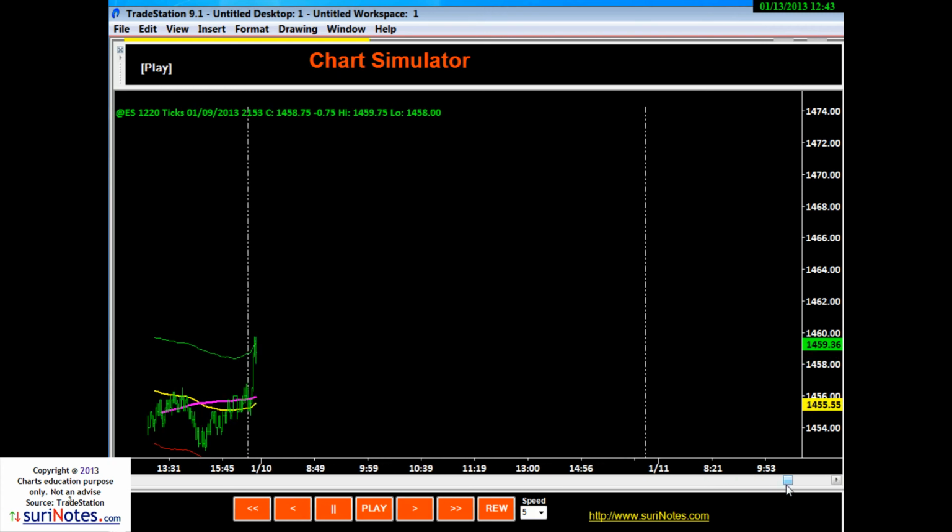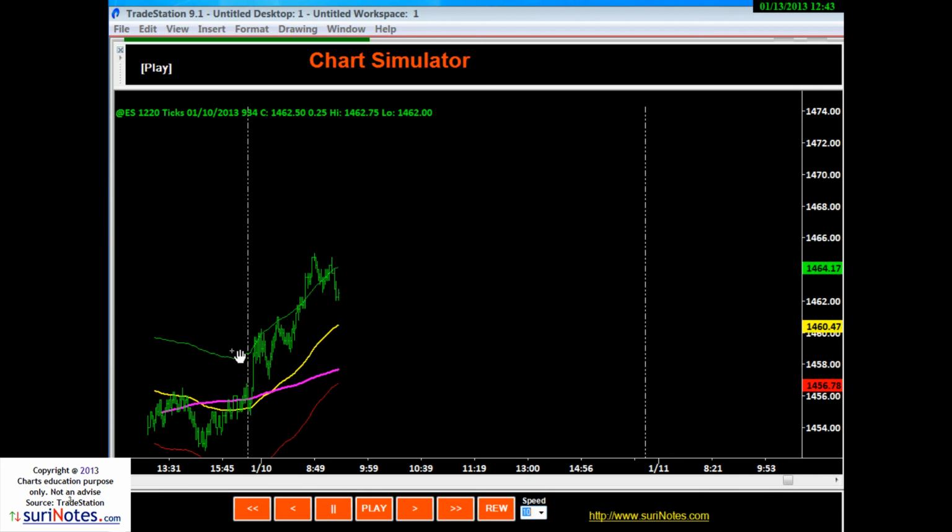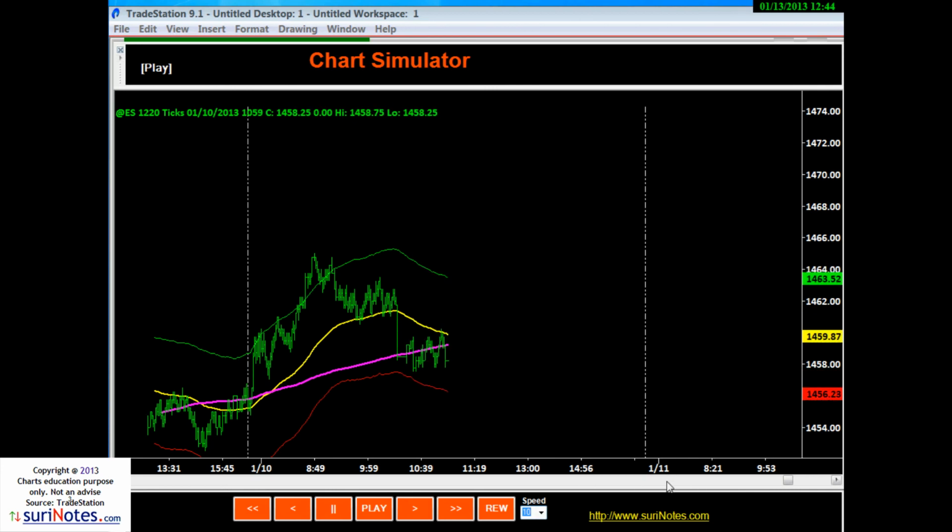So the market is rolling, and you can actually change the speeds. Let's speed it up a little bit. The top ones, the red and the green, are the fib bands. The magenta line is the 200 period moving average. Now let's see how this pattern actually evolved.